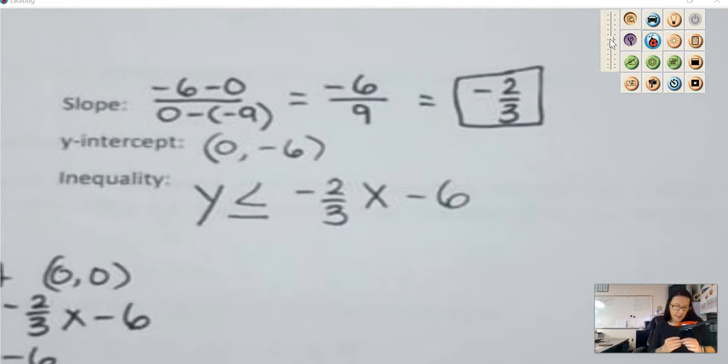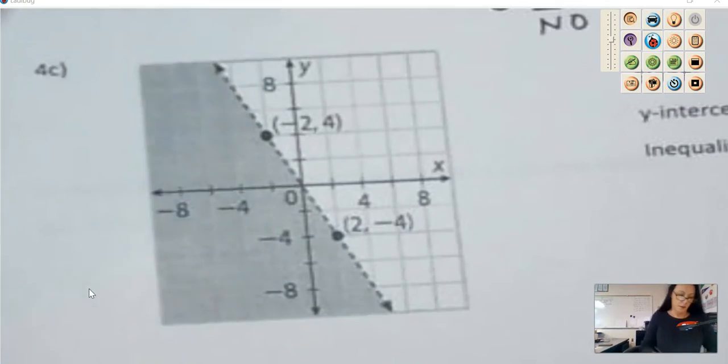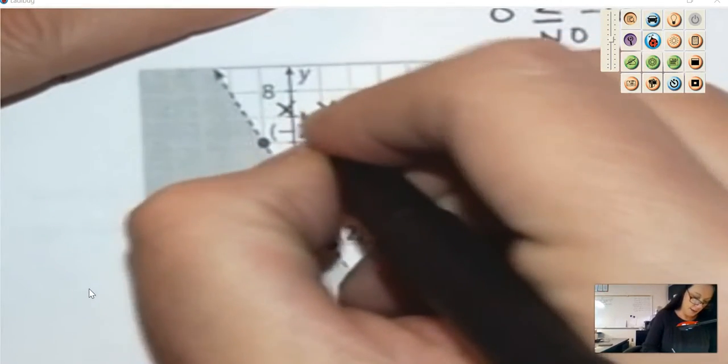Okay, go down to 4C now. Go ahead and figure out what's the slope of that line. Okay, first you have to figure out the slope.